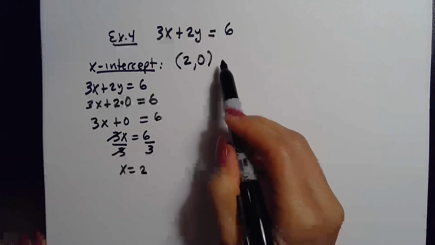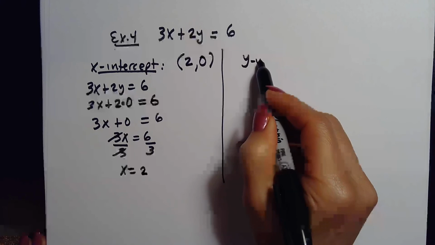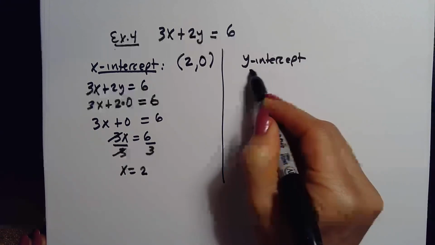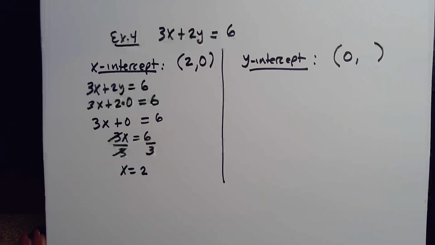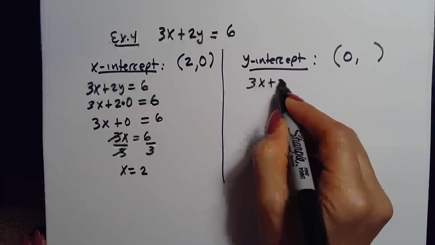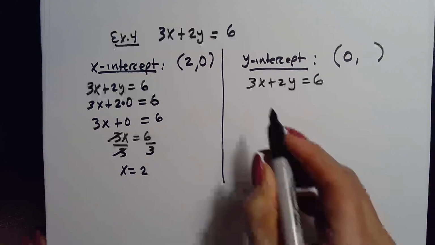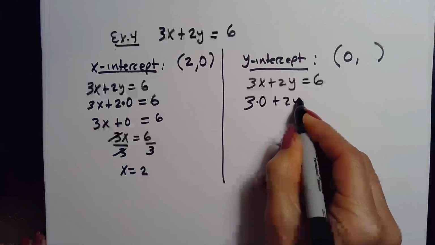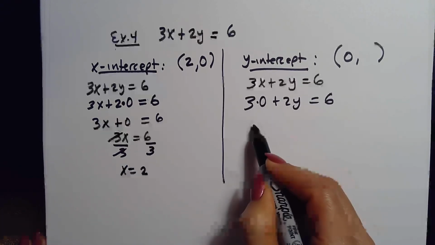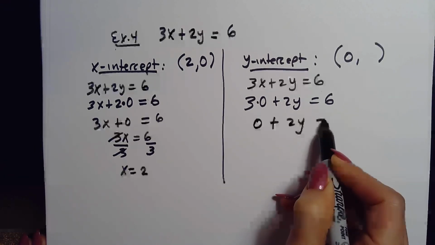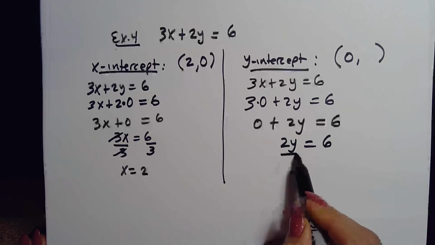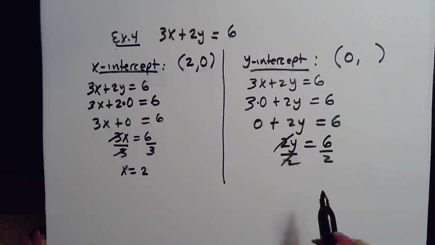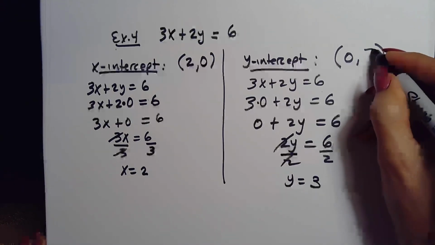All right. Now, the next thing is you find the y-intercept. And remember this one, you replace the x with 0, and you find the y. Same equation, 3x plus 2y equals 6. 3 times 0 plus 2y equals 6. 3 times 0 is just 0, plus 2y is equal to 6. That means you have 2y equals 6. You divide by 2, gets rid of the 2, and so y is equal to 3. And so that gives us the point (0, 3).